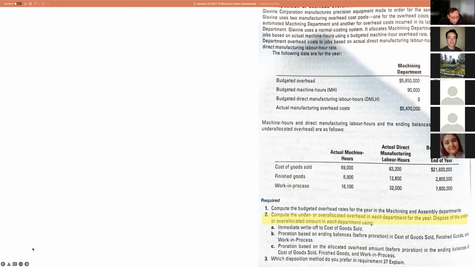First, what is the amount of overhead you are going to apply during the year? You have calculated the rate, right? So during this year, what is the amount of manufacturing overhead you are going to apply? I'm not talking about the actual number. I'm talking about the amount you are going to apply. Do you remember how to do that?